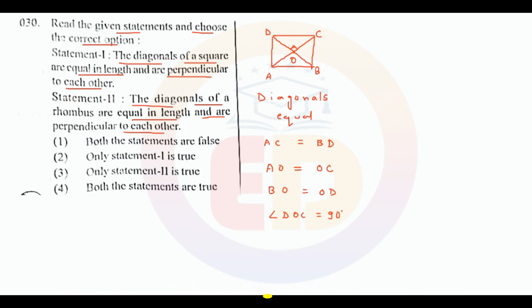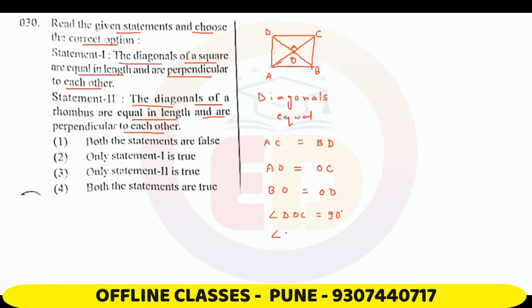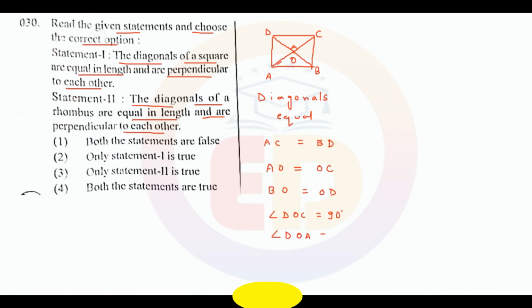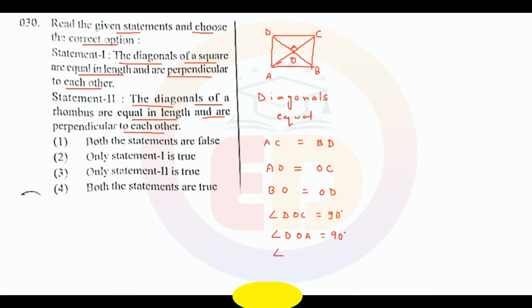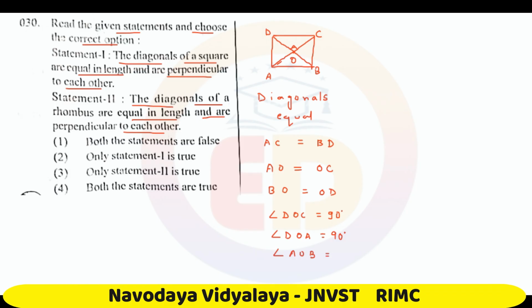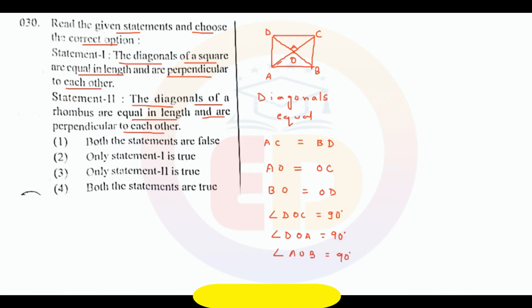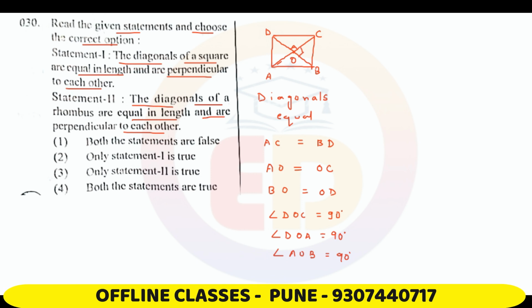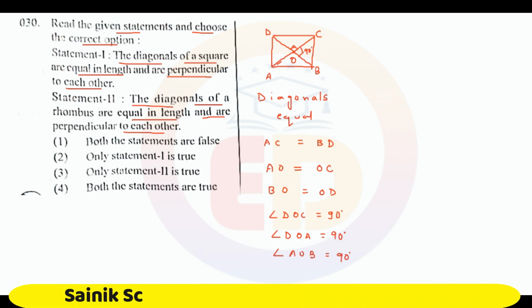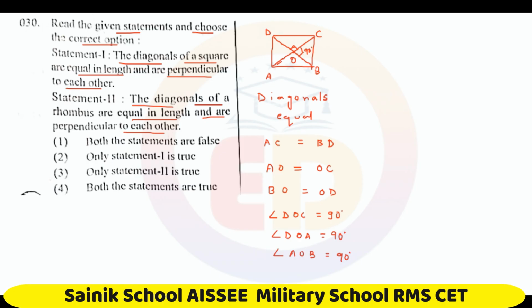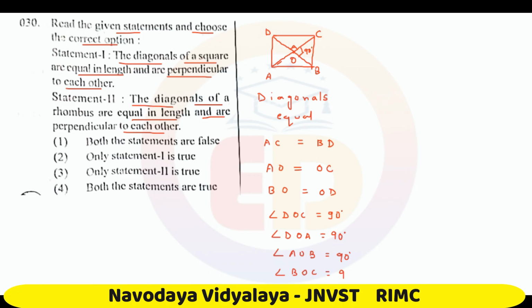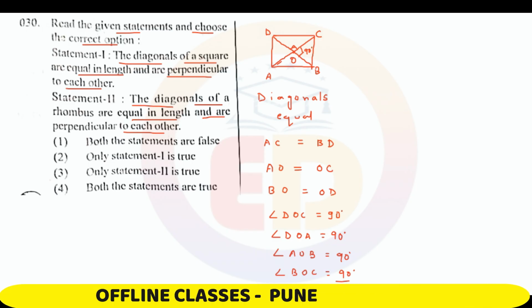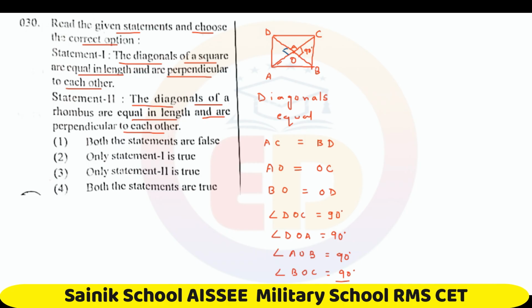Angle DOA is also 90 degrees. Angle AOB is 90 degrees. And angle BOC is also 90 degrees. So all the angles will be 90 degrees. Means they bisect each other and they are perpendicular to each other. So all these angles are 90 degrees.